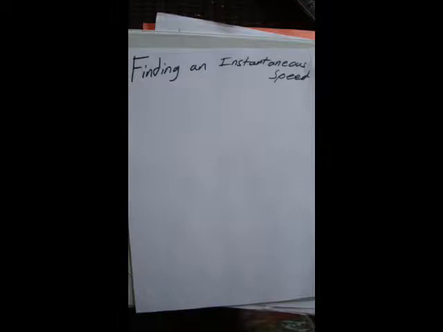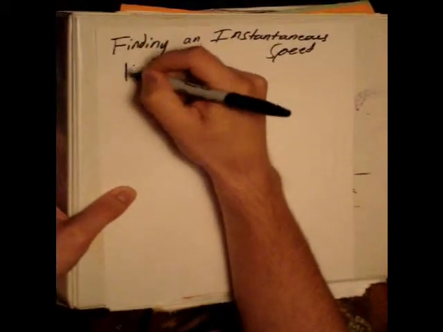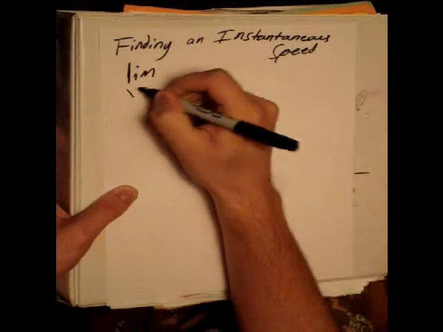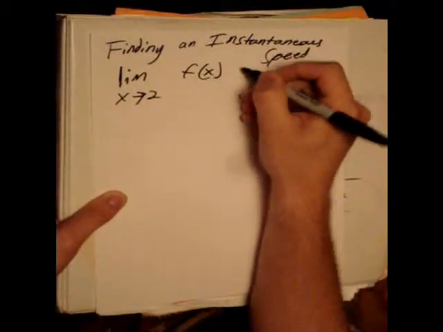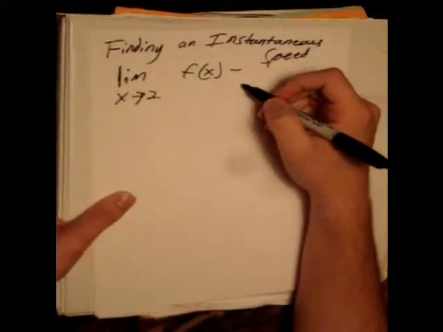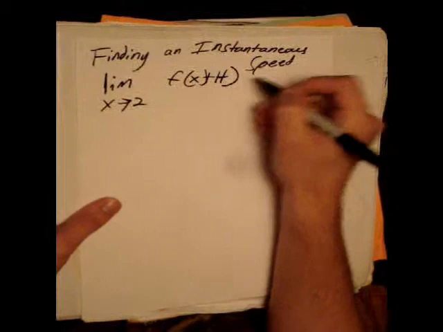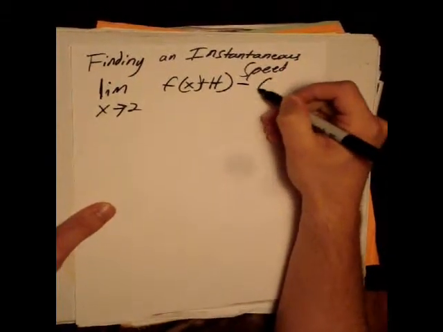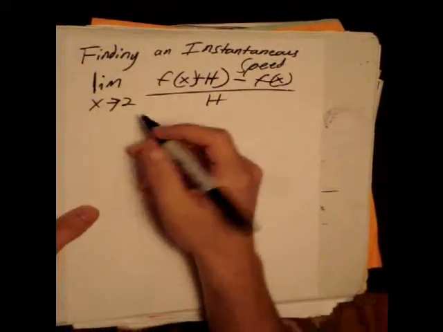Okay, next we will be moving on to finding an instantaneous speed. So now we're going to find our instantaneous speed. We're going to use the same equation we did last time, but this time we have to use our favorite formula of f of x minus, no we don't. Yes we do, actually, I lied. I forgot the h. Okay, f of x plus h minus f of x all over h.